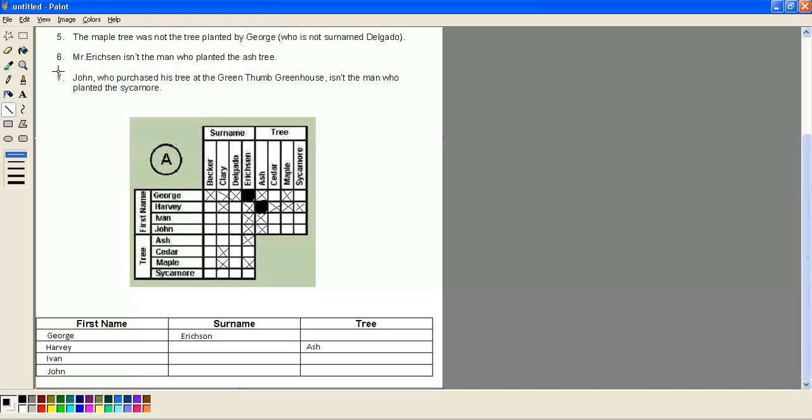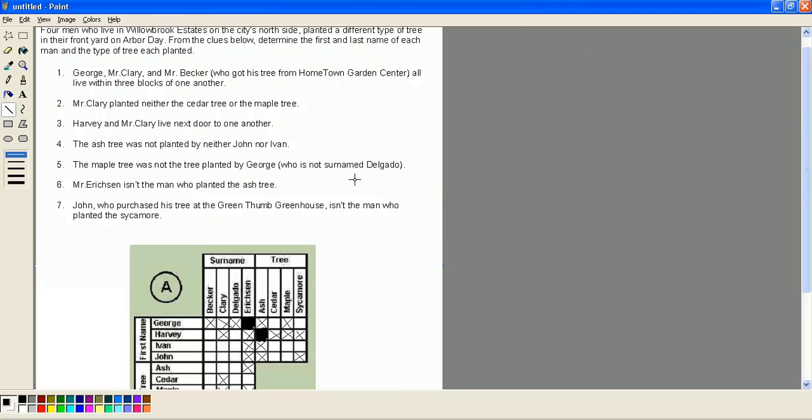So let's take a look at number 7. Number 7 says John isn't the man who planted a sycamore. So John can get an X for sycamore. So we've now gone through all of the clues once and we don't have a solution. So we need to start going through the clues again with a bit more of a fine-tooth comb.